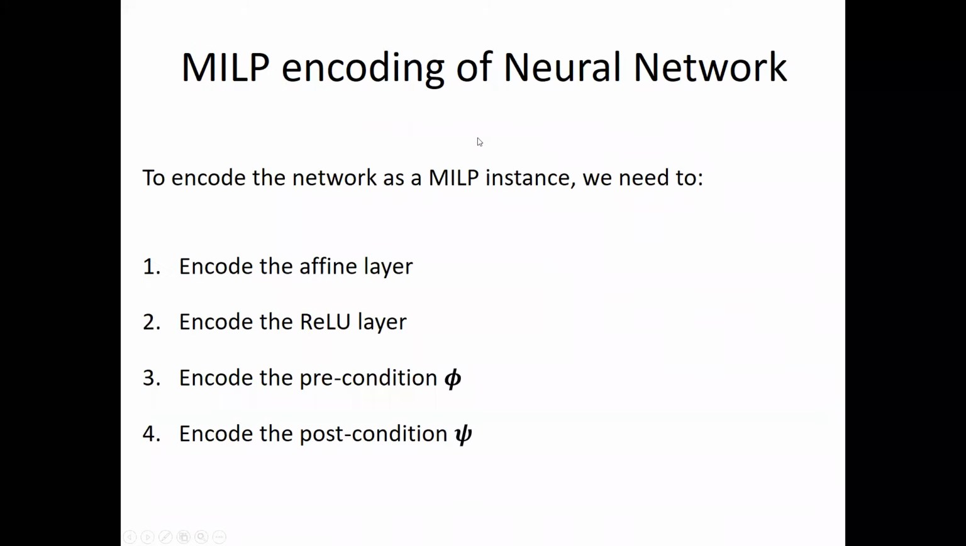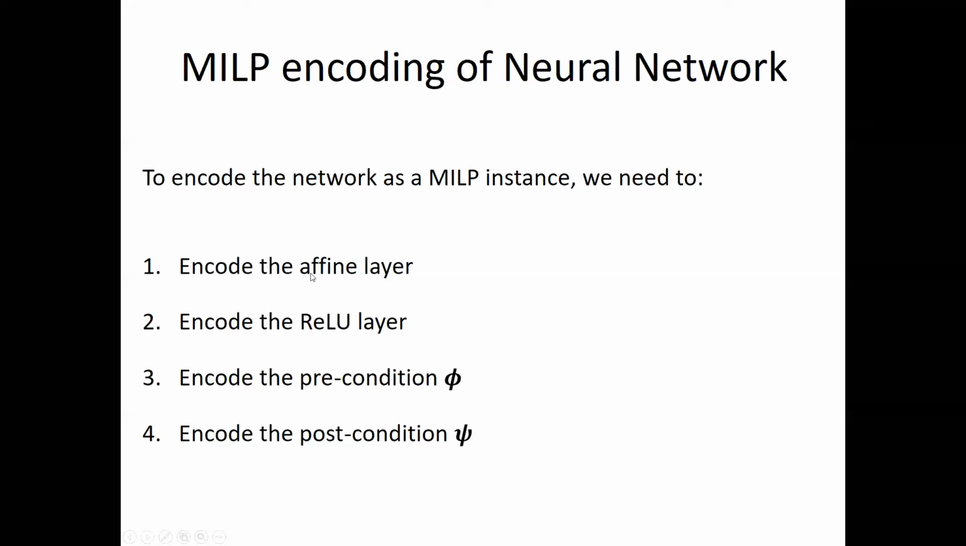Here are the 4 steps that we're going to be following in encoding the neural network certification problem as a MILP instance. We're going to do them in this order: 1, 2, 3, 4. But you have to do all the steps. The steps are actually not dependent on each other. You just have to encode all of these pieces here.